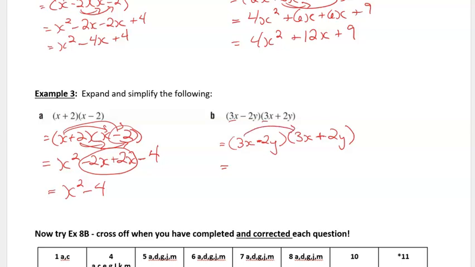Let's do it. So 3x times 3x, 3 times 3 is 9, times x times x is x squared, so 9x squared. And then 3x times 2y is positive 6xy. 3 times 2 times x times y. Now we've got negative 2y times 3x, so that's going to be minus 6. We could put yx. Let's do it, because that's the order they came in. Is that the same as xy? Yes, it is.